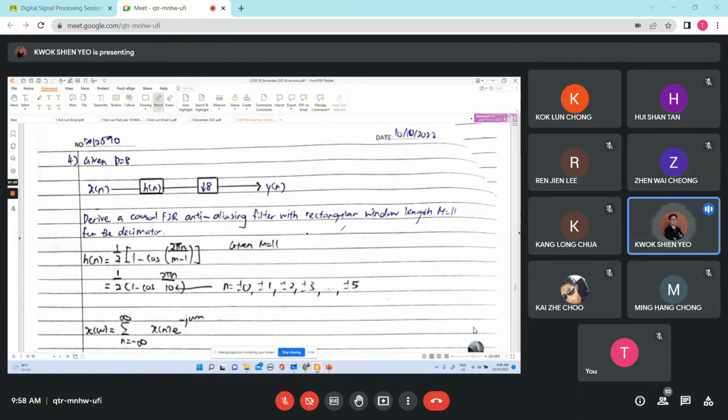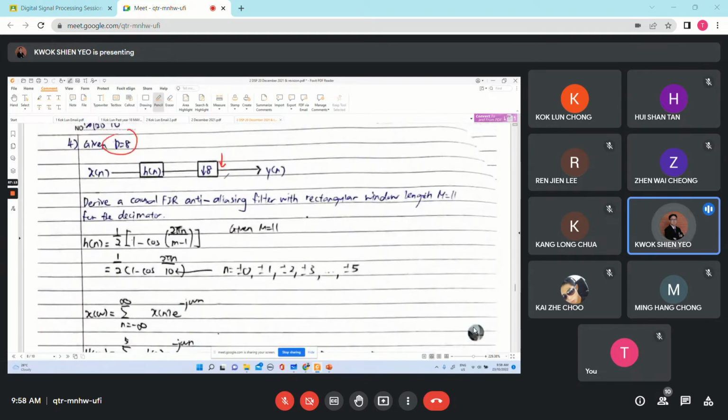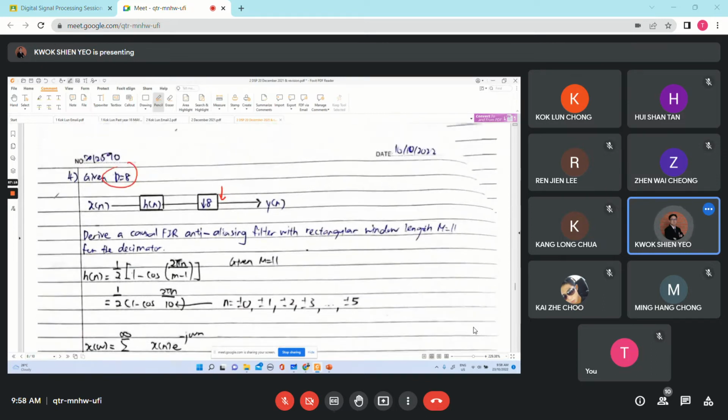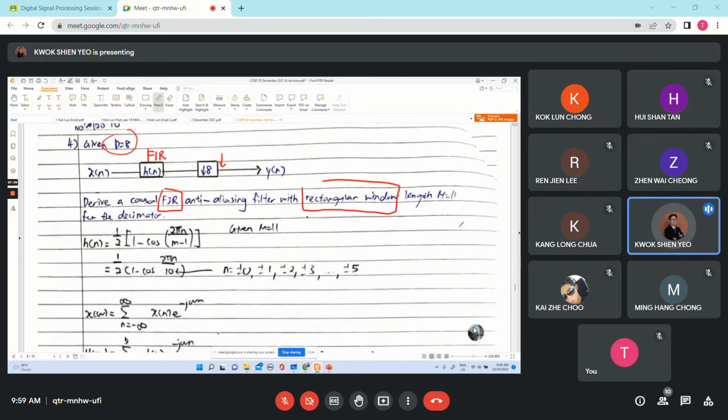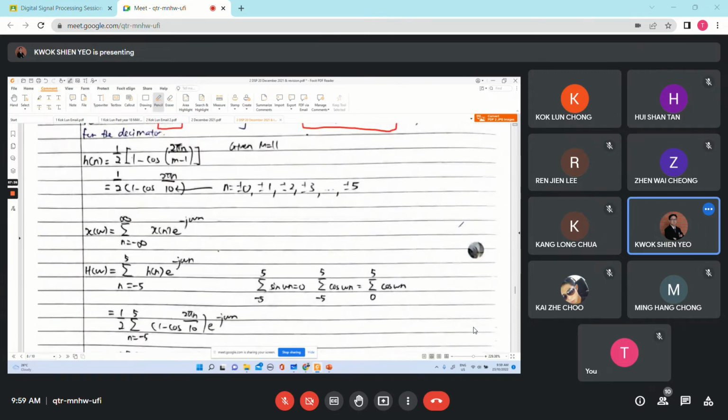Okay, so given d equals 8, so it's downsample. This is question number 4. Then you have downsampling already. Design the FIR low-pass filter. Okay, so these are the FIR filters, with rectangular window, length M equals 11. Okay, so this one is all right.